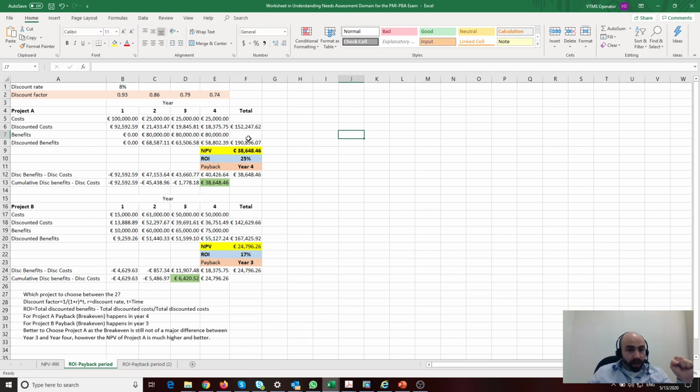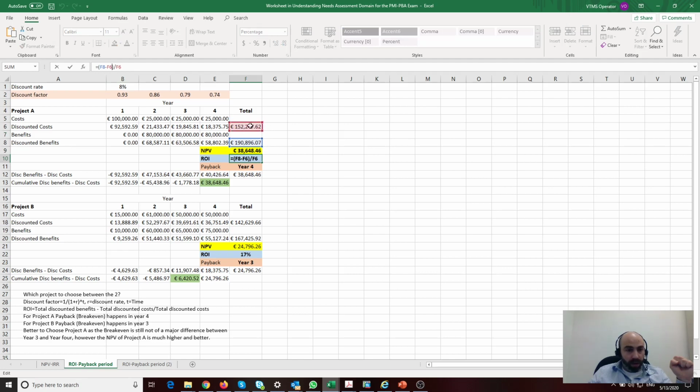It's this minus this over this, or a formula. Okay, let's go and see how that number came about. So this minus that over this: discounted benefits minus discounted cost over discounted cost, right? And the percentage is 25. Good, the higher the better, as we said, the higher the better.